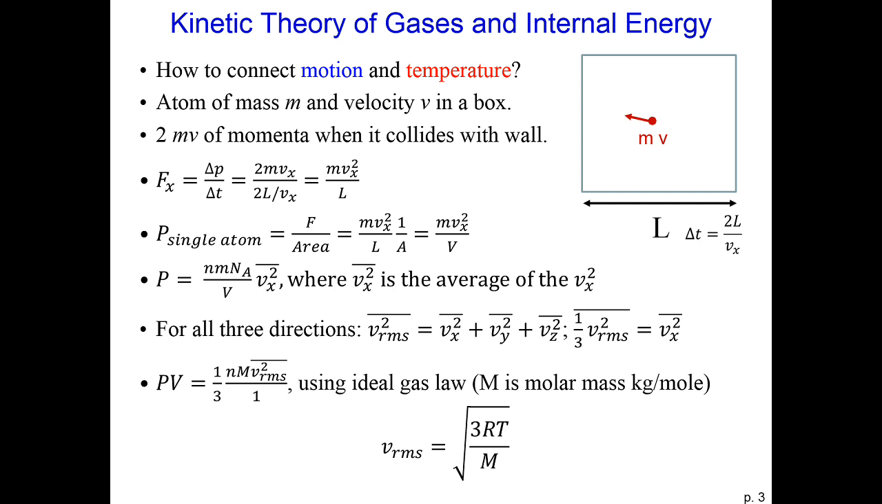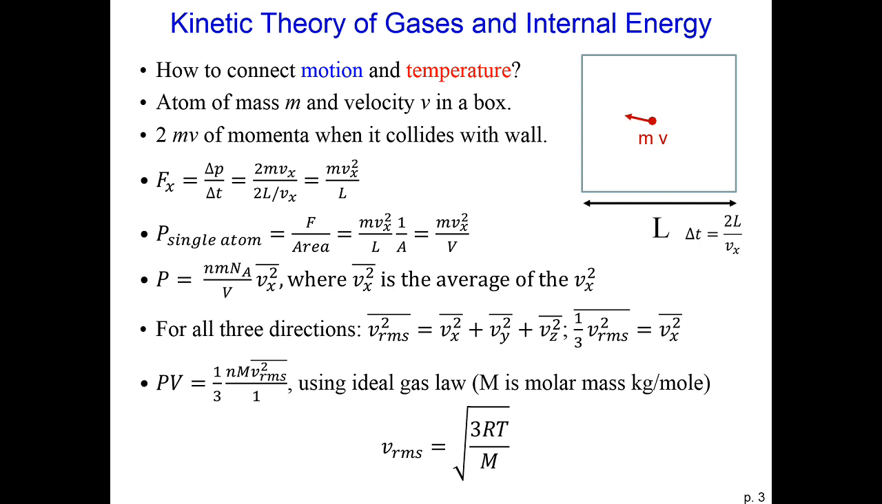The atom will elastically collide with the wall, so its initial momentum here is going to be negative mvx, so it's moving to the left, and we're looking at the x component of the velocity moving to the left. And after the collision, the final momentum is going to be mvx to the right. That means that the change in the momentum of the atom is 2 times its mass times the x component of its velocity. That gives us the change in momentum, but what about change in time?